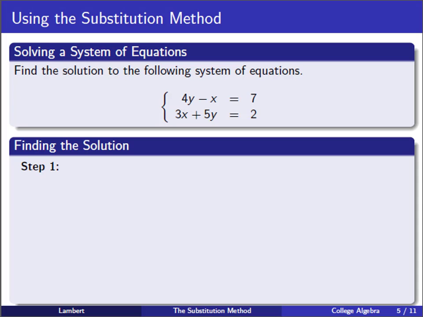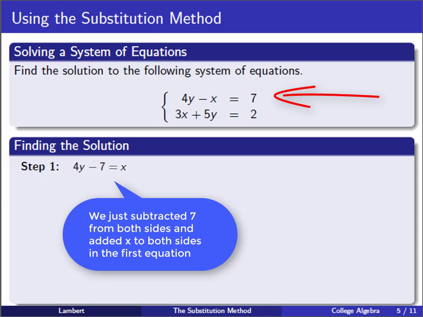Looking at this problem, step 1 says we need to solve for a variable. When solving for a variable, you're looking for a variable that has just a coefficient of 1 or negative 1, and usually you won't even see the 1, because 1 times a number just remains that number. So in this case, if you look at the first equation, x seems to be the variable we should solve for. So we get 4y minus 7 equals x. That's just moving some variables around and the constant term as well.